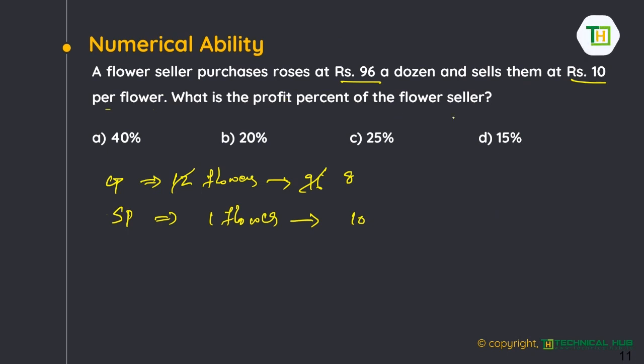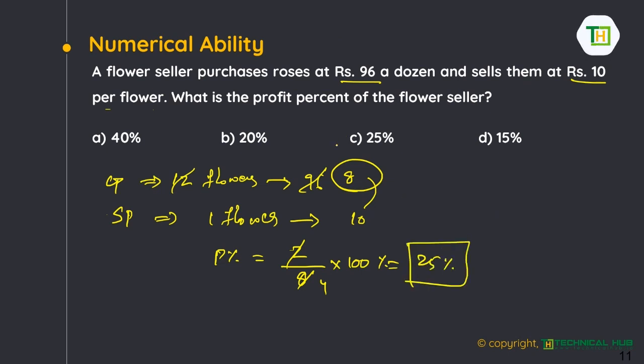What is the profit percentage of the flower seller? We need to calculate the profit percentage. Since the selling price is greater than the cost price, you will get a profit. How much profit? 2 rupees on each flower, divided by the cost price of 8 rupees, into 100. This is 1/4 of 100, which is equal to 25%. Profit percentage is 25. Very simple question. Option C is the right answer.